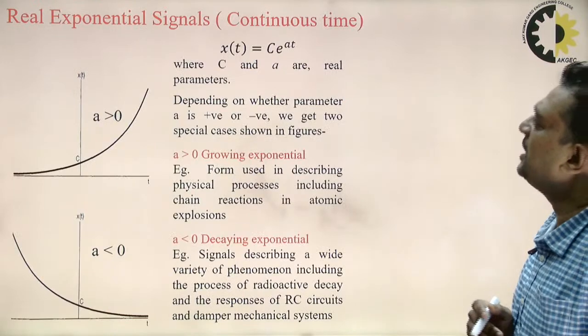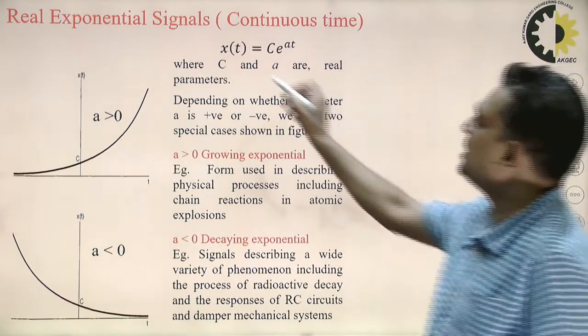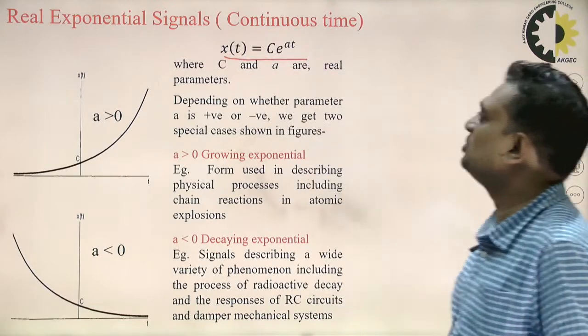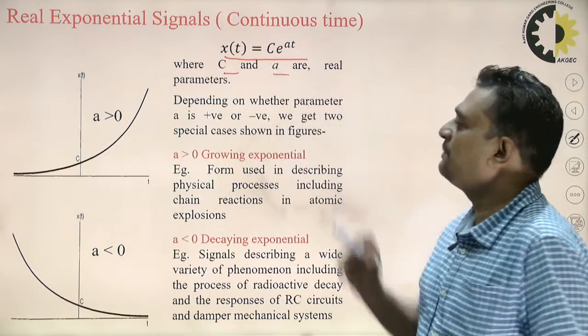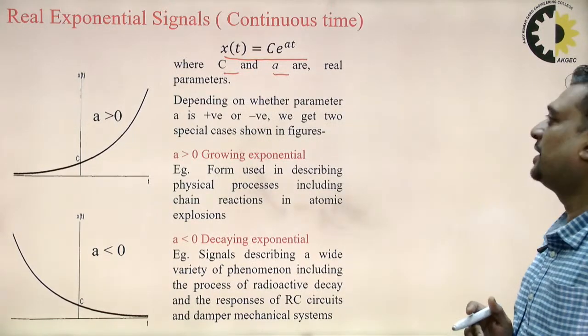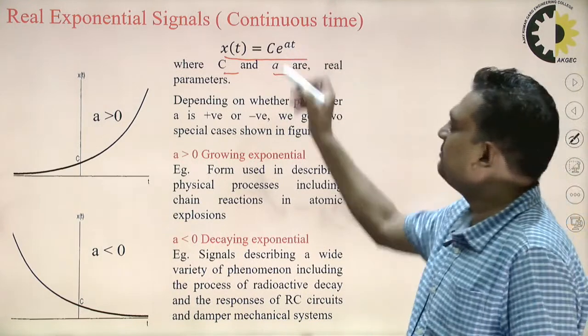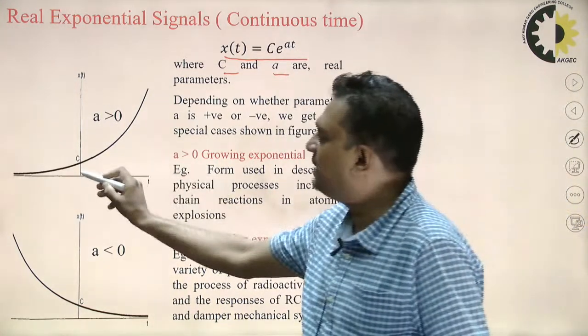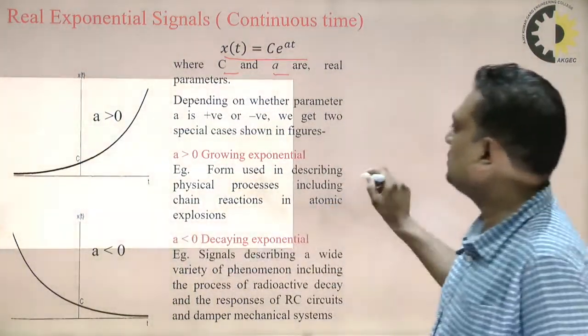Then the real exponential signal. So the real exponential signal in continuous time is represented as x(t) equals c times e to the power at, where c and a are real parameters. It is important, c and a are real parameters. So now this c parameter will give us the amplitude value at t equals 0. So this is the value that we are obtaining at t equals 0.